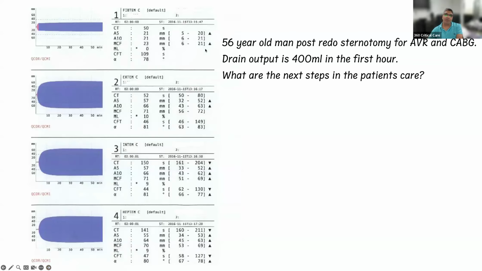This one: a 56-year-old man post reduced sternotomy for AVR and CABG. Drain output is 400 ml in the first hour. What are the next steps in patient care? Okay, what's happening here? Again, just look at the star one. Lysis is 9%. So again, there is increased lysis. Though it looks fat and wide, you have a clot lysis of 9% and the patient is bleeding. So what will you do? Tranexamic acid. All right.